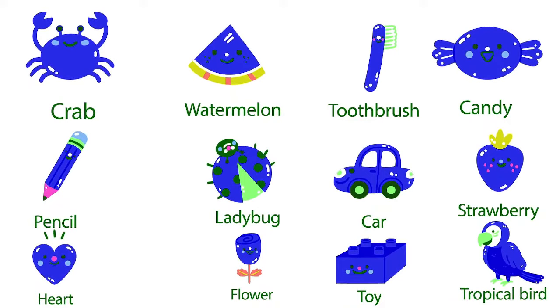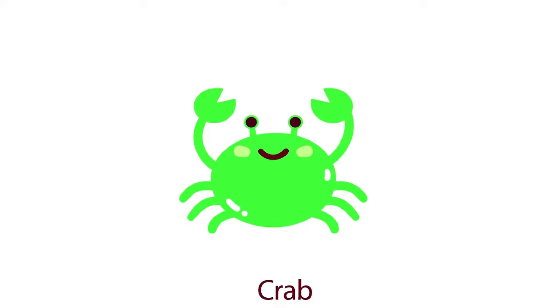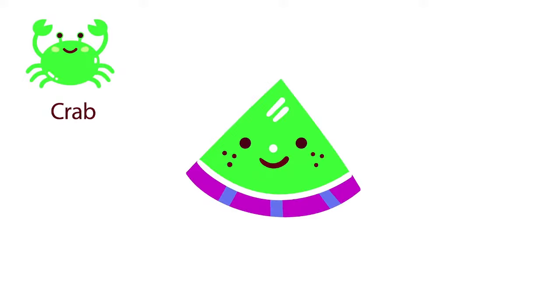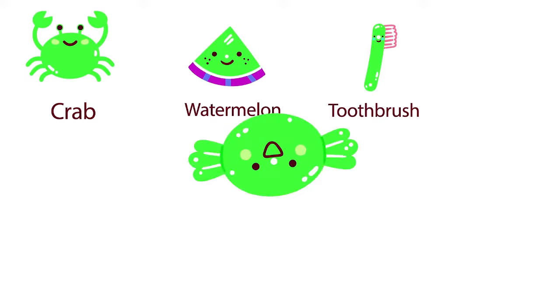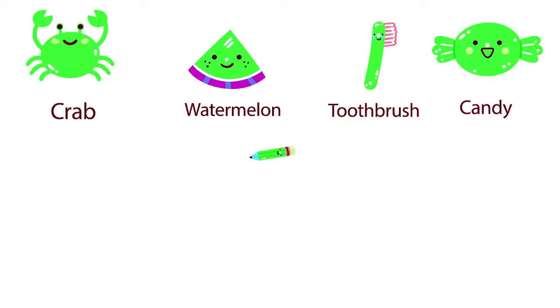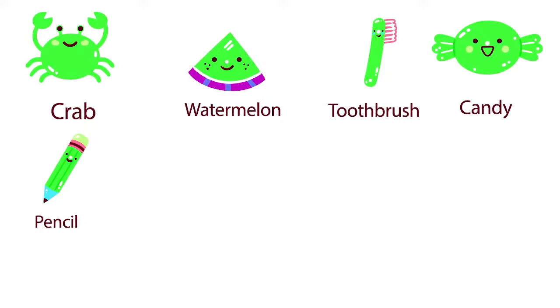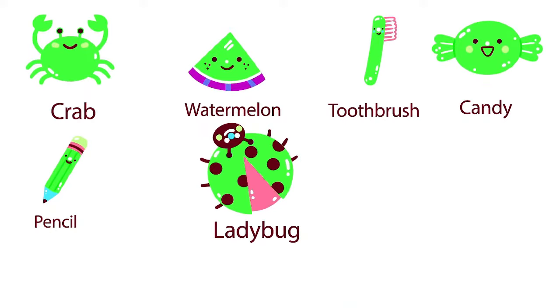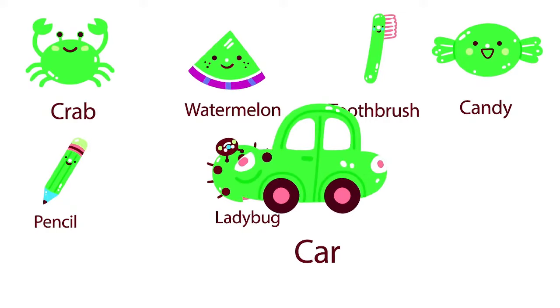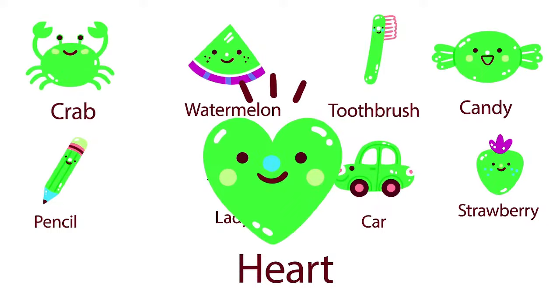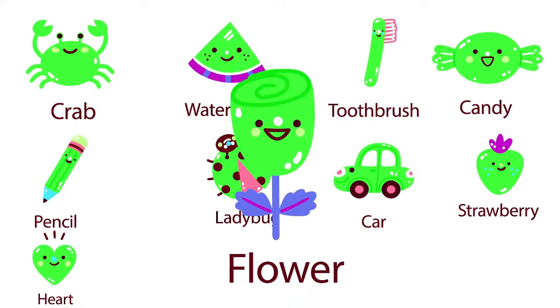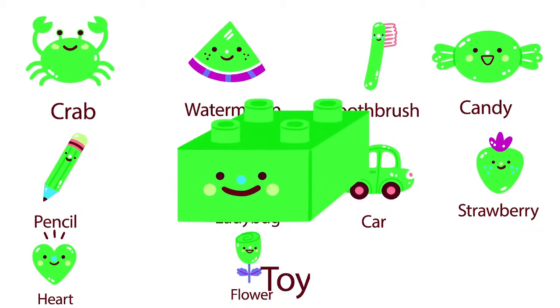This is green crab, green watermelon, green brush, green candy, green pencil, green ladybug, green car, green strawberry, green heart, green flower, green tropical bird.